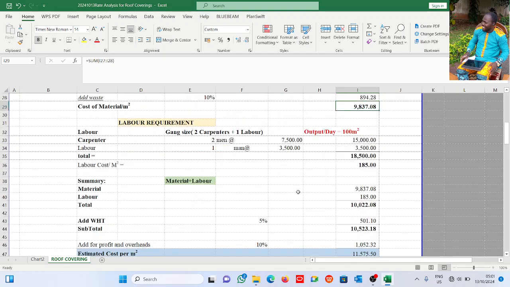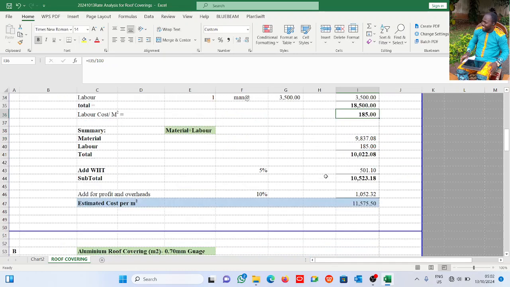Now the labor requirements for aluminum covering, basically an output of 100 square meter per day, using a gang of 2 skilled labor and 1 unskilled labor. We have 2 skilled labor at 7,500 naira per day, which is 15,000. 1 unskilled labor at 3,500 naira per day, which is this. If I sum them up, I have this. Of course, this is for 100 square meter. For 1 square meter labor, I'll divide by 100.